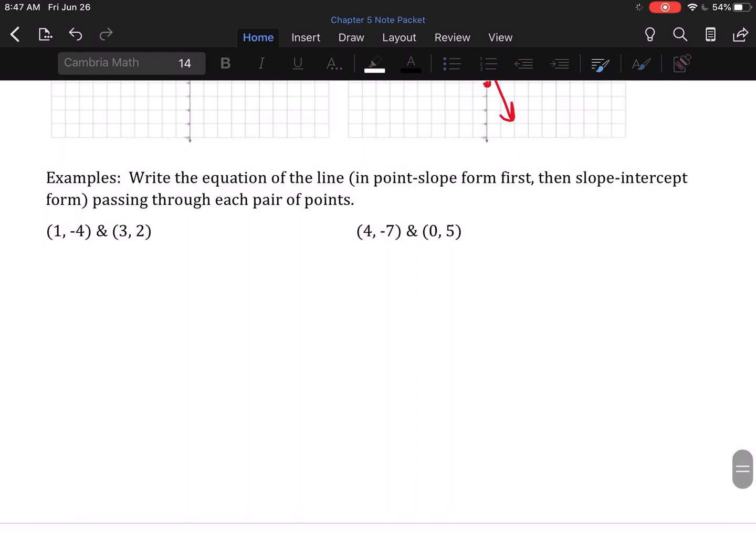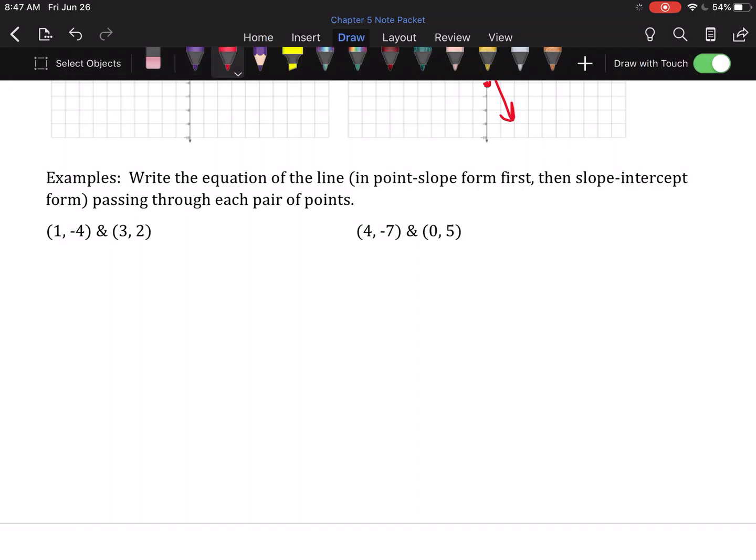And last bit here. Write the equation of the line in point-slope form first, then slope-intercept form, passing through each pair of points. Okay, so I've definitely got a point. I actually have 2. What I don't have is a slope. So the first thing we have to do is get that slope. That's not a problem. We have a formula for that. Second y value minus the first y value, so 2 minus negative 4, over second x value minus first x value, 3 minus 1. 2 minus negative 4 is 2 plus 4, that's 6. 3 minus 1 is 2. 6 divided by 2 is 3.